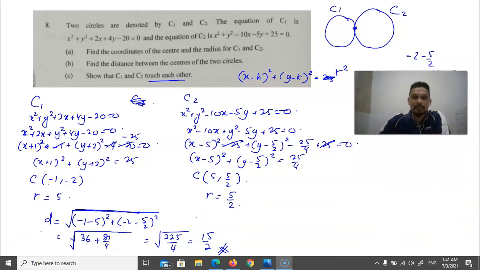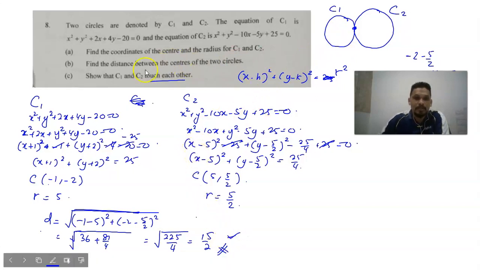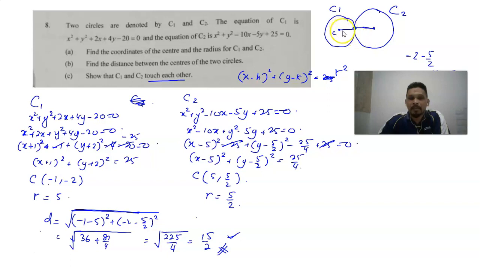Okay, now class, look at question number 3. Find the distance between the centers of the two circles; the distance between the two circles now is 15 over 2. Okay, show that C1 and C2 touch each other. So if this is the center of C1 and this is the center of C2, with radius R1 and R2.